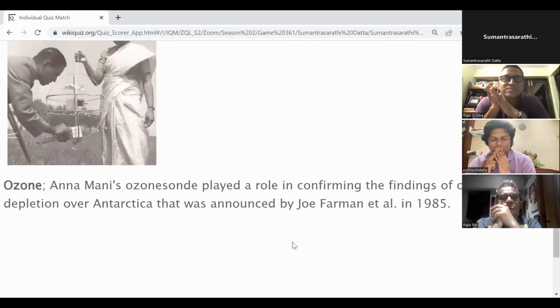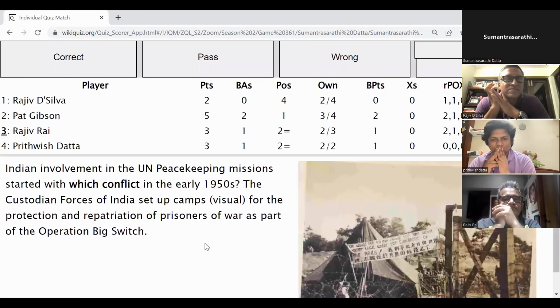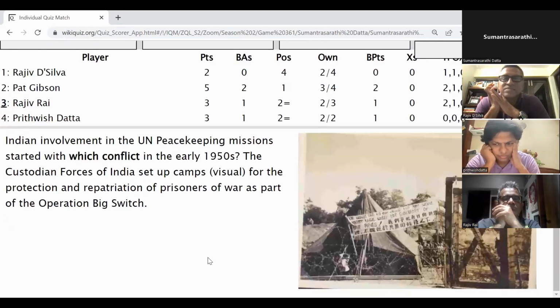And the second one. Indian involvement in the UN peacekeeping mission started with which conflict in the early 1950s? The Custodian Force of India set up camps for the protection and repatriation of prisoners of war as part of Operation Big Switch.